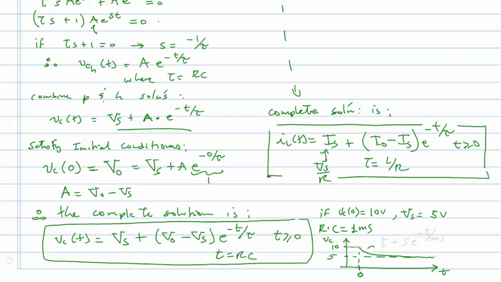And the time constant would be, basically the solution would be 5 plus 5 minus 10, 5 plus 10 minus 5 times e to the minus t over 1 millisecond. And that's what it would look like.